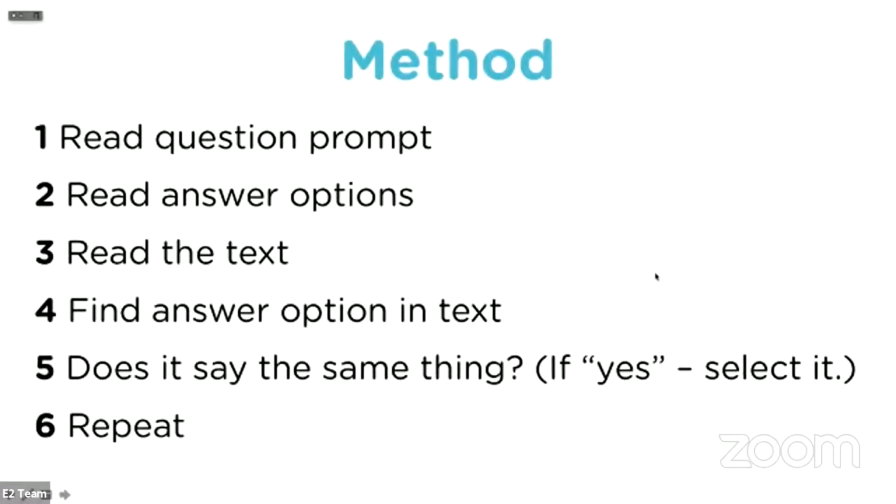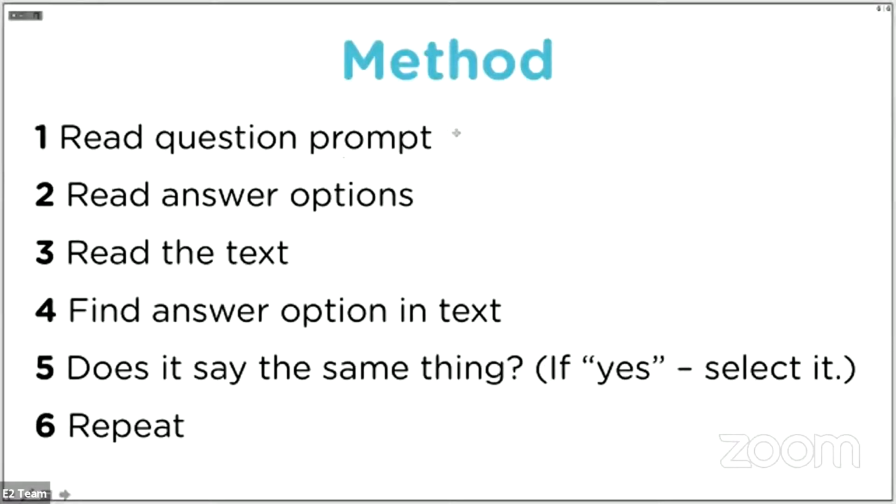You can't go below 0 points. Right, what's the method here? The method is pretty similar to the other one. You need to read the question prompt. You need to read the answer options. You need to read the text.